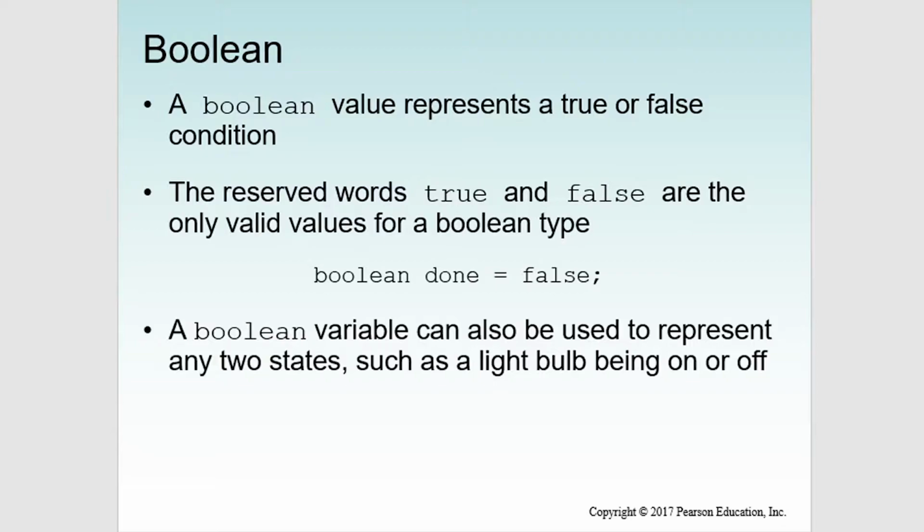A Boolean value represents a true or false condition. The reserved words true and false are the only valid values for the Boolean type. So here is an example of a declaration. They specify the data type, the variable, and then they assign it the false value.